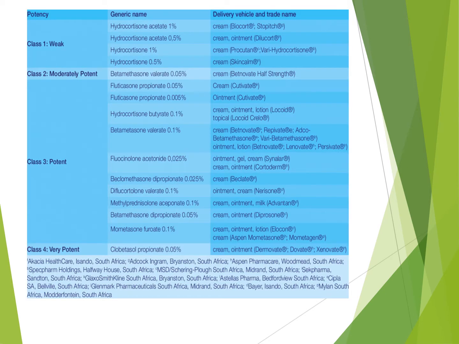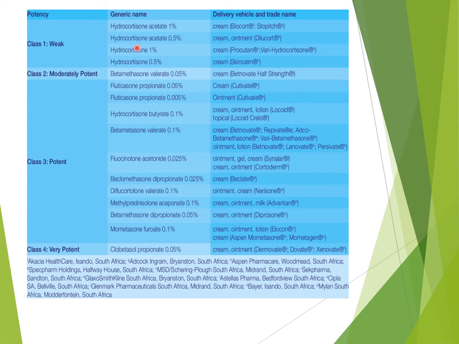So here we have the classification due to the potency of glucocorticoids. Weak, but I want you to pay attention that the main drug form is cream, so drugs which are used locally on the skin area. So hydrocortisone acetate. Hydrocortisone is a weak glucocorticoid.